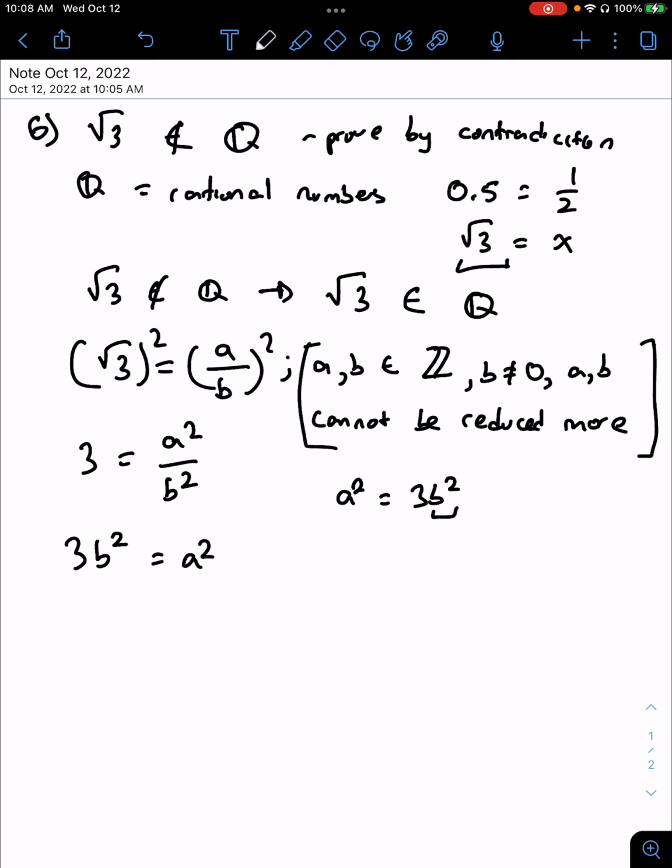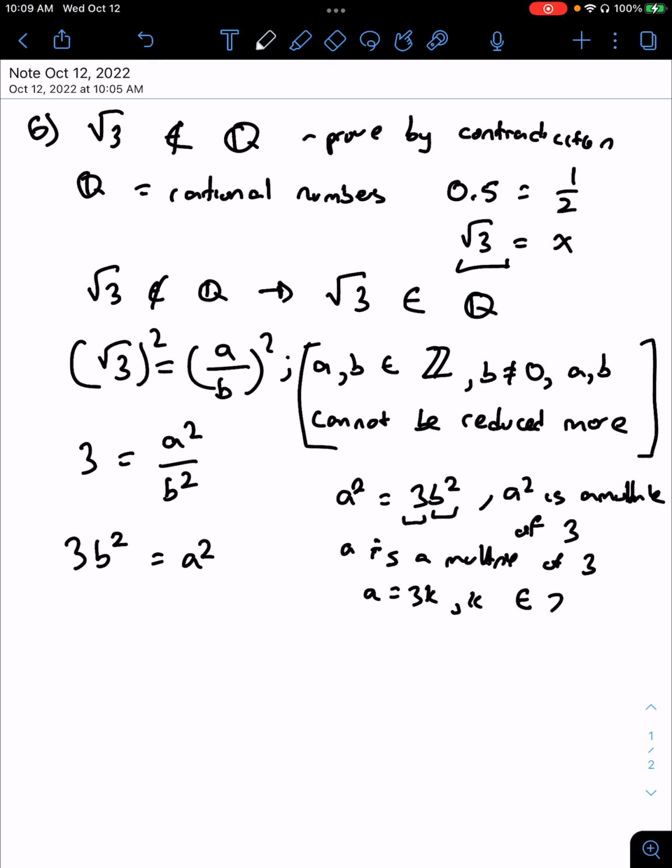If you forget about the b and focus on the 3, then anything multiplied by 3 is a multiple of 3. Like, what's 8 times 3? 24. 24 is a multiple of 3. Anything times 3 is just its multiple, right? So, a squared equals 3b squared also means that a squared is a multiple of 3, and so is a. So, if it's a multiple of 3, we can bring another term in. We can just say that a is equal to 3k, where k is also any integer.